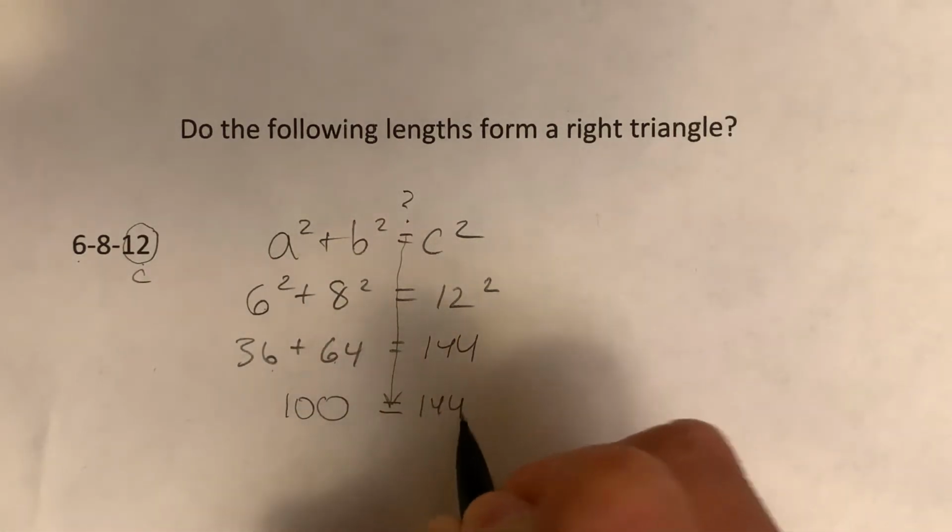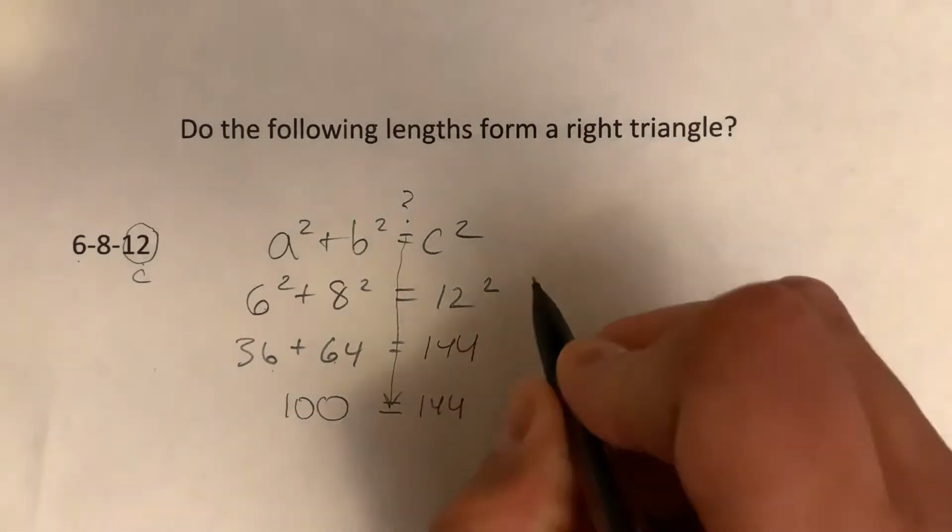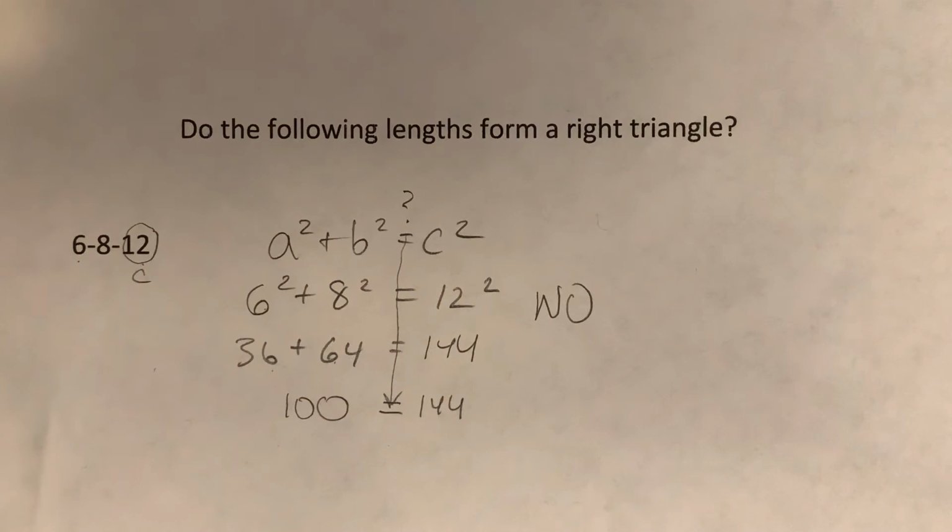And you can see that, well, look at here. They don't equal. Doesn't work. If they don't work, that means this is not a right triangle, so then you write no. And again, we want to make sure we show some work, not just write yes or no.